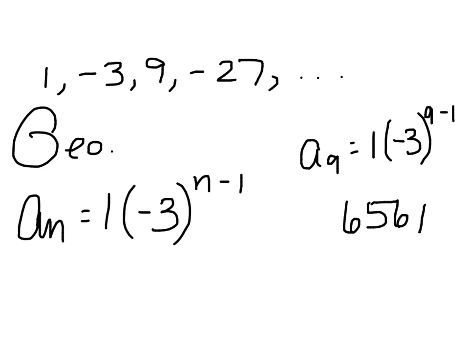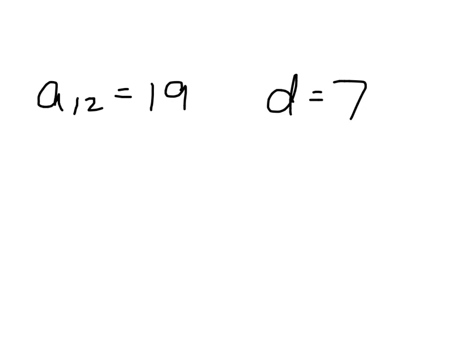Did we do 13? Yeah, it's 10 through 16. Okay. Number 13, one term of an arithmetic sequence is a sub 12 equals 19. The common difference is d equals 7. Write the rule for the nth term. Now, it told you it was arithmetic, yeah? Arithmetic means you're using this format.